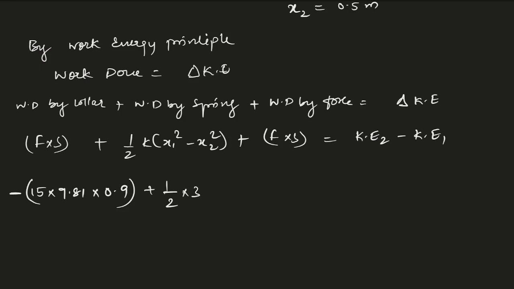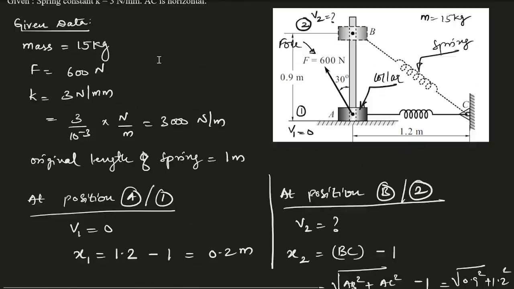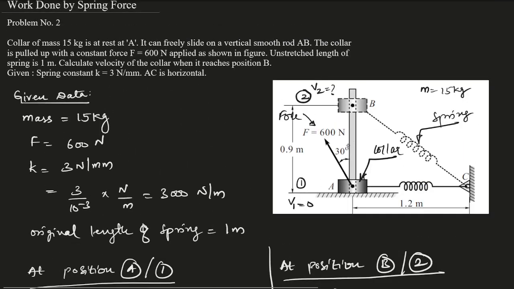Plus half into k, which is 3000, the stiffness of the spring, into x1 is 0.2 square minus 0.5 square, plus now the force. Here if you see the diagram, the force is inclined with respect to the y axis, that is 30 degrees. So I'll be taking it with respect to the x axis, this will become 60 degrees, 90 minus 30. Since we have an inclined force, this will be resolved into two components, x and y. Out of these two components, which component do we have to take for the force? Since the collar is moving in the vertical direction, we'll be taking the vertical component.